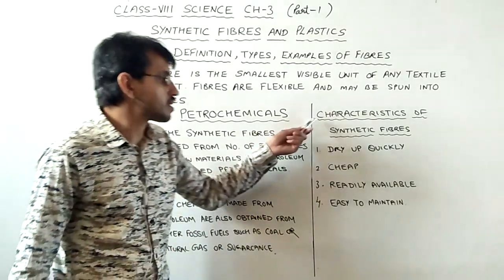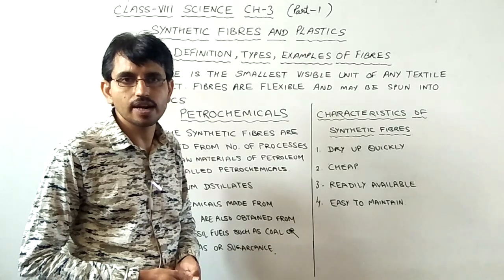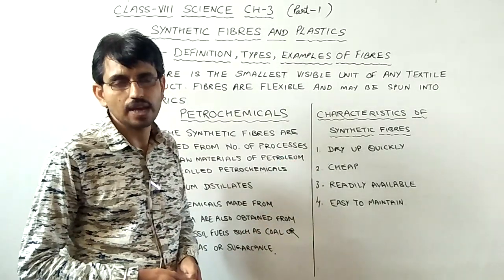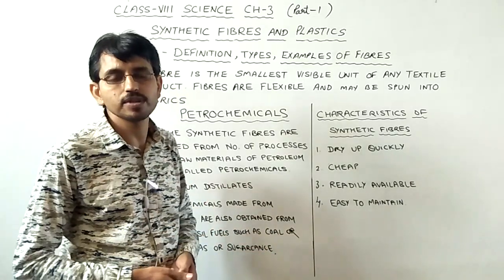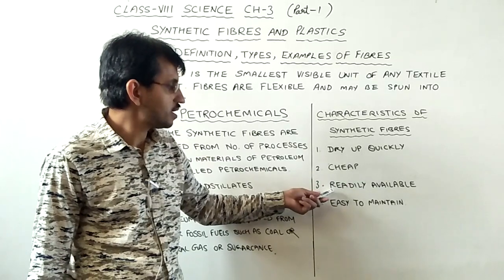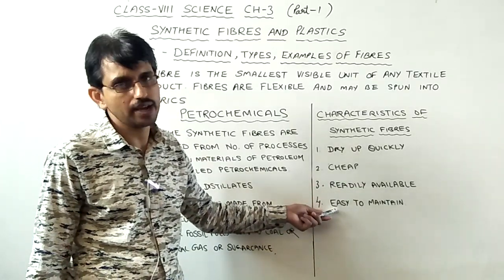Now we will talk about characteristics of synthetic fibers. Some common characteristics of different types of synthetic fibers are that they dry up quickly. As compared to natural fibers, synthetic fibers dry up quickly. They are cheap, so they are affordable. They are readily available, and they are easy to maintain.